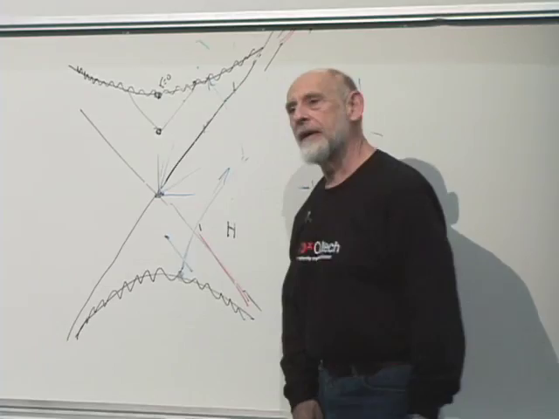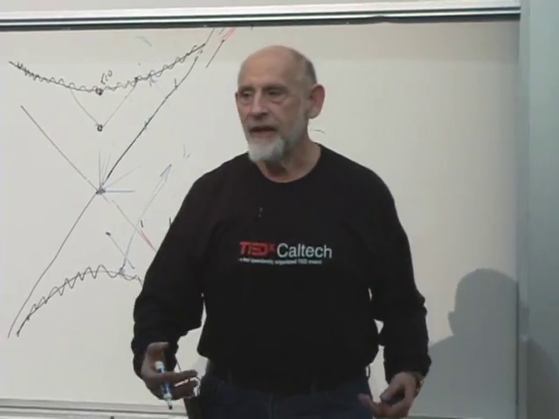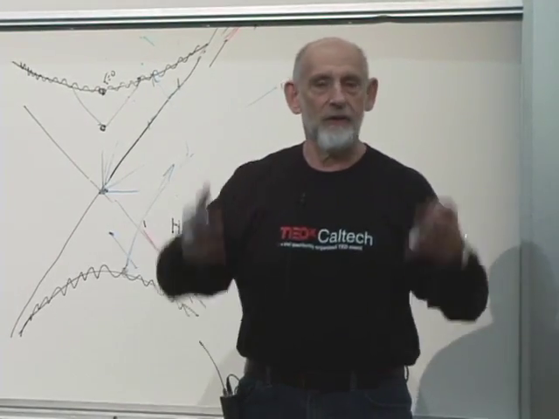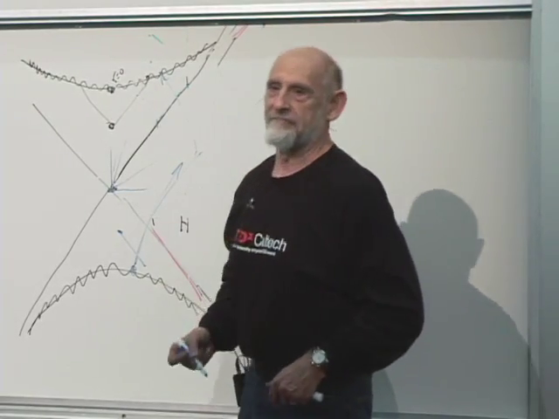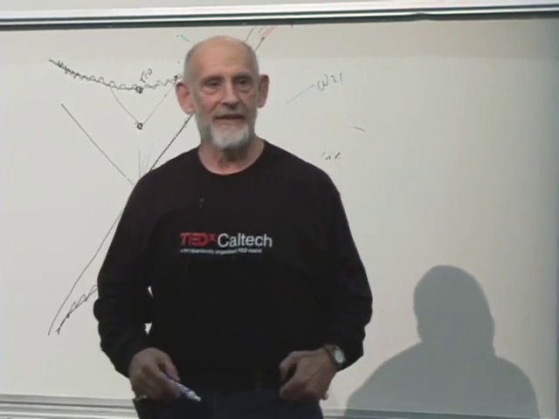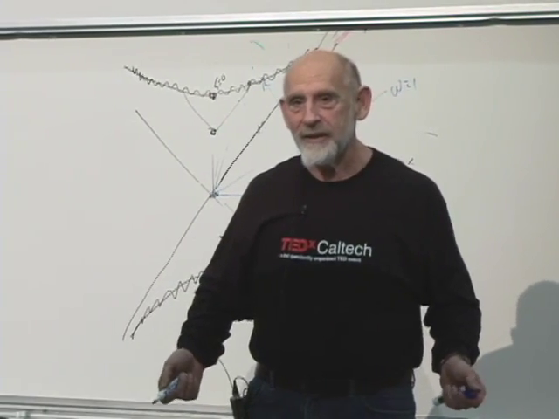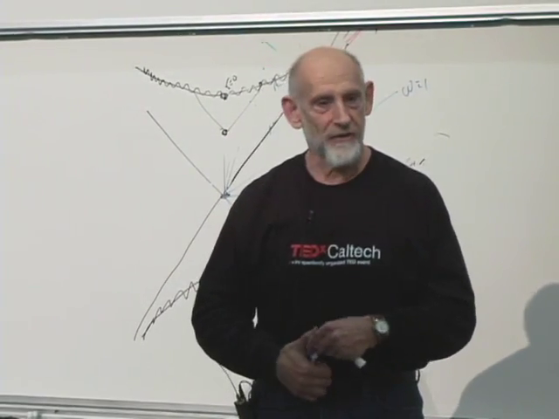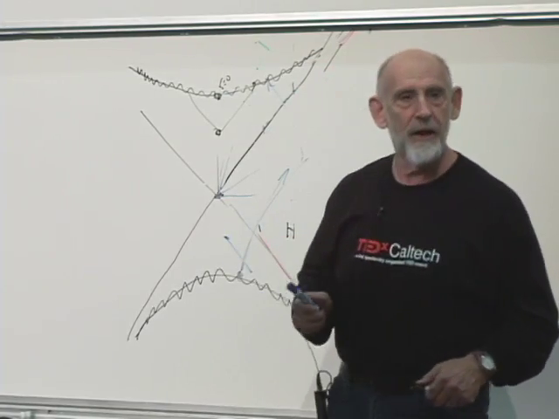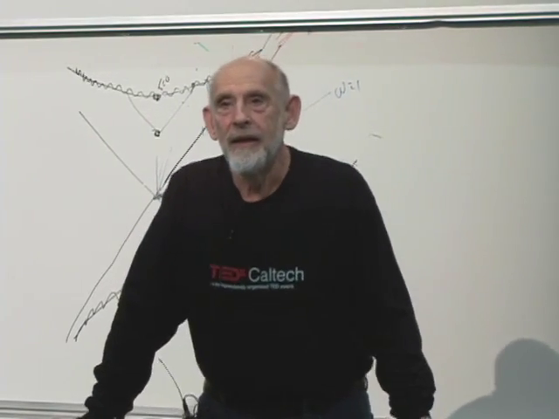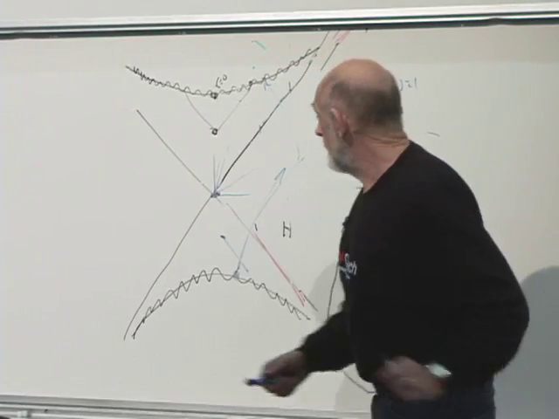Bob looks back and sees something silly. He sees Alice ejected out of this black hole. That's silly, of course, right? I mean, that's nonsense. Right? So there's something wrong with this picture. We're going to find out what it is.